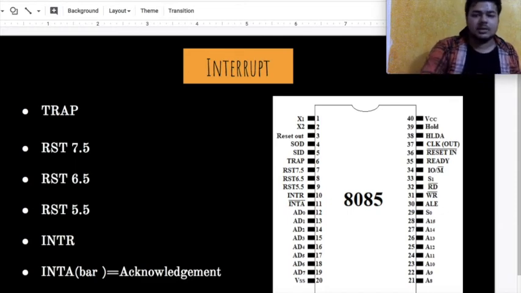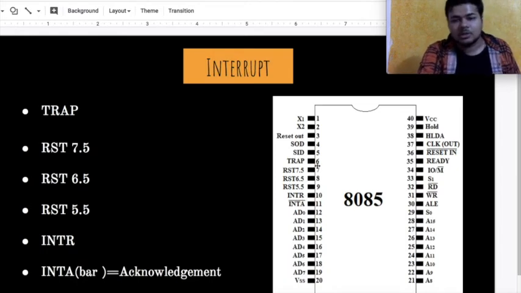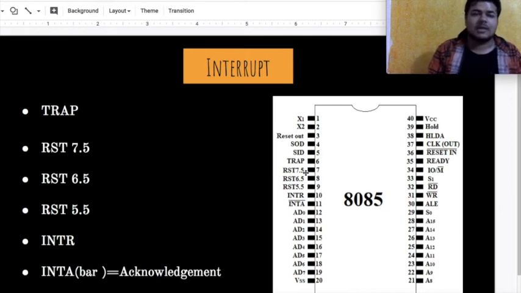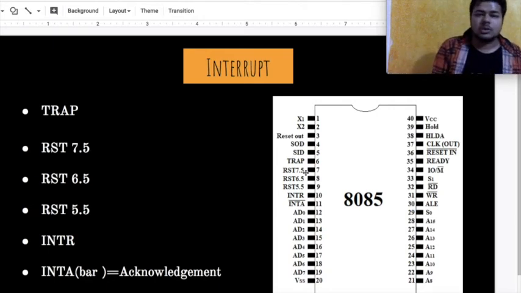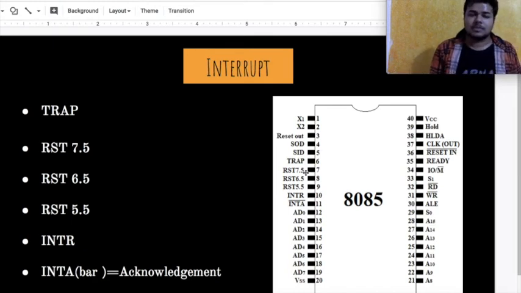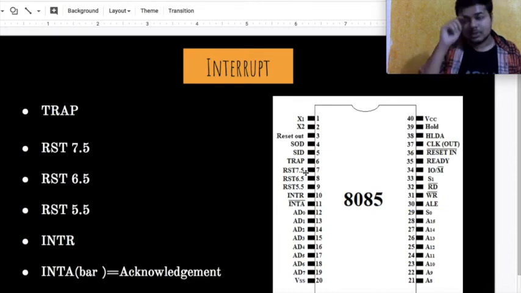Now coming to the interrupts, there are 5 types of interrupts in 8085. They are listed here: TRAP, RST 7.5, 6.5 and 5.5, and INTR. So what are interrupts? Let us say we have given a task to a computer to print some PDF, and now the pages in the printer are finished. So the printer needs to send a request to the microprocessor to display a message on the screen that the pages are finished and you need to insert more pages. This request sent from the printer to the microprocessor is an interrupt.